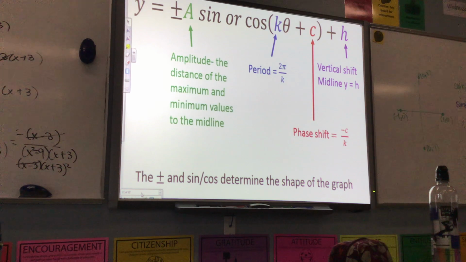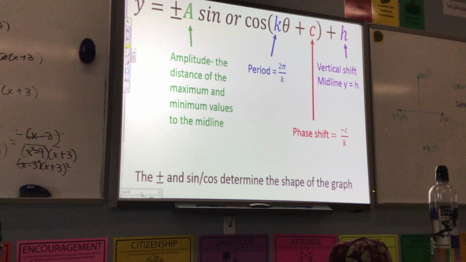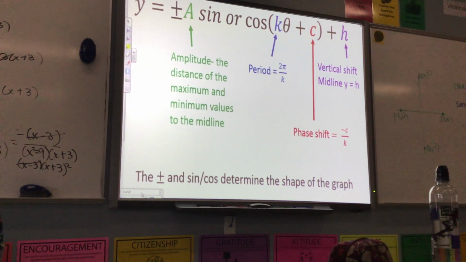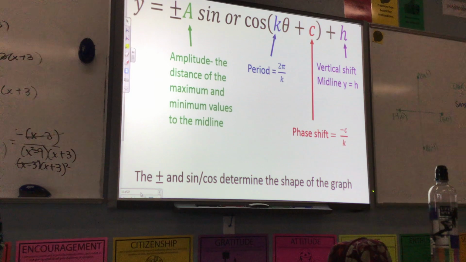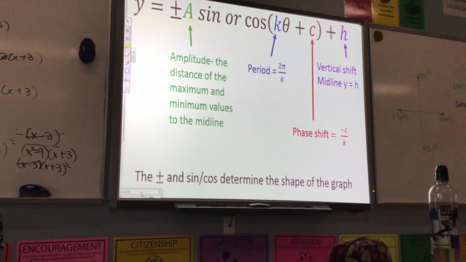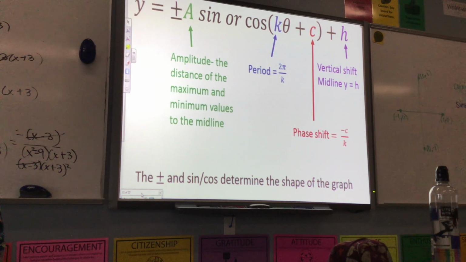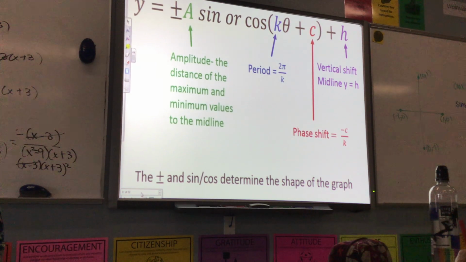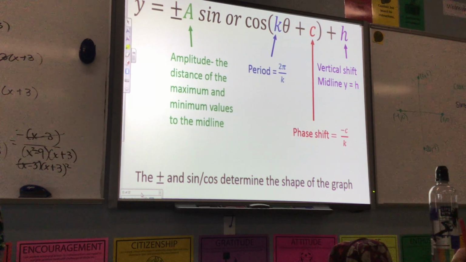Okay, your C and your H then are your shifts. Inside the parentheses means it happens to your X, so that's going to go left and right. So the C shifts you left or right. The H shifts you up or down. So a lot of this does go back to your Algebra 2 days of graphing. When we do this, we're going to use a lot of the information to figure out what's really happening, and then we're just going to apply our pattern.